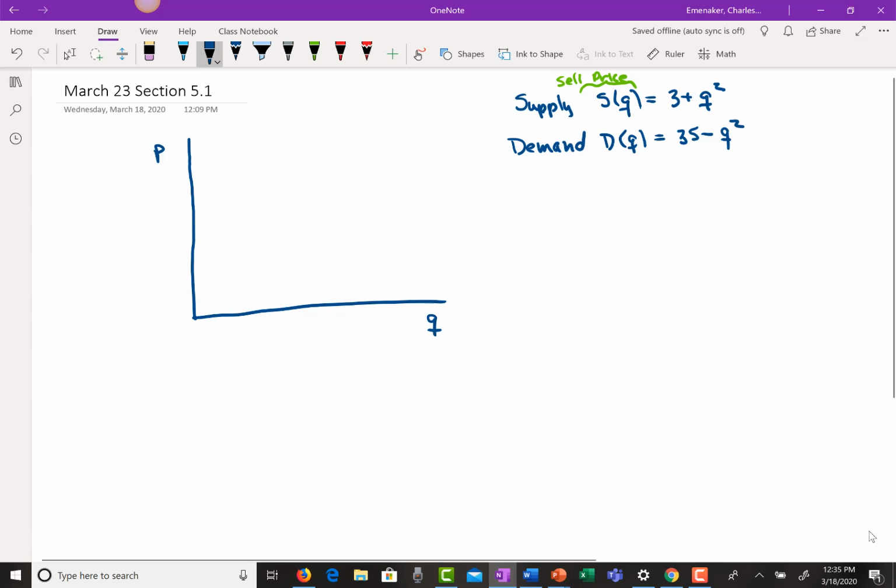If we graph our supply function, first notice it's going to be a parabola because it's Q squared, and it's going to intersect the y-axis at 3. Because the Q squared is positive, it's going to open upward, something like that. The demand function has a negative Q squared, so it's a parabola that opens downward, and it's going to intersect the vertical axis at 35. The other parabola is going to do something like this. I realize it's not the best graph, but it gives us something to work with.